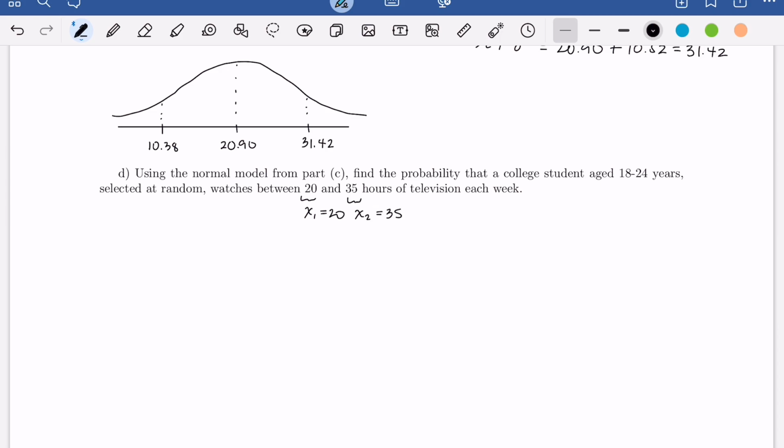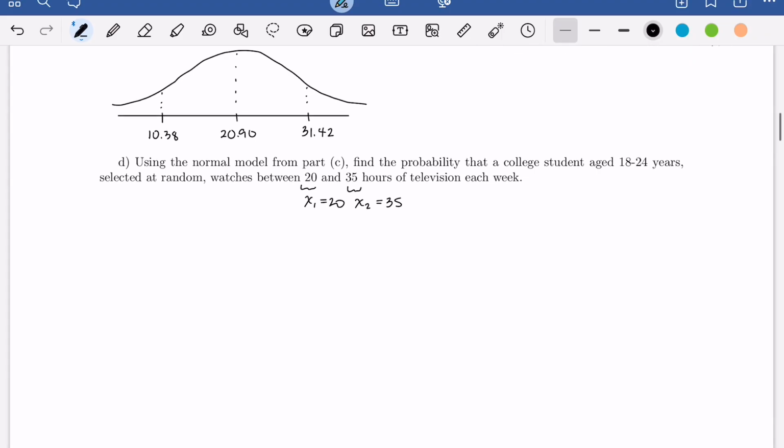So we need to transform both of these x values into z-scores, just like we saw in the last video in, I think, section 7.2. So we're going to call this z sub 1. This is going to be x sub 1 minus our mean divided by our standard deviation. This is going to be 20 minus our mean of 20.9 divided by our standard deviation. This will give us, and this is approximately negative 0.09. And then our second z-score is going to be x sub 2, again, minus our mean divided by our standard deviation.